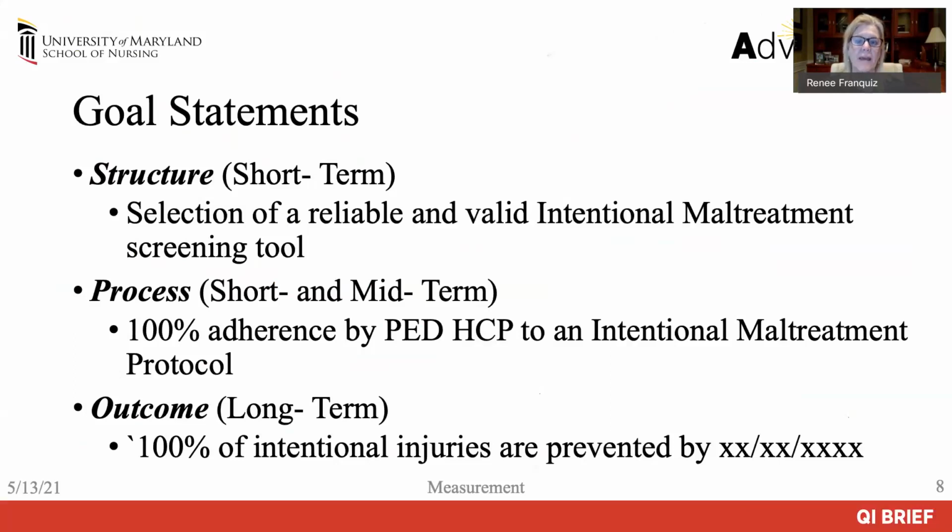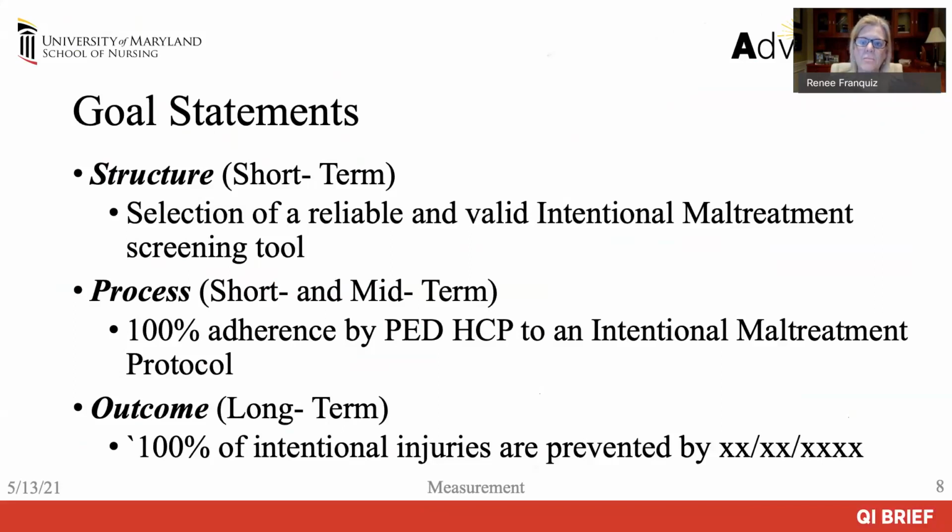Because structures are most often dichotomous, meaning they are either achieved or not achieved, a benchmark is not warranted. An example of a process goal, designated as short and mid-term, was 100% adherence by the pediatric ED healthcare providers to an intentional maltreatment protocol. The team at Delta Hospital will need to provide us with further details regarding the specifics of the protocol that was based on their evidence retrieved.